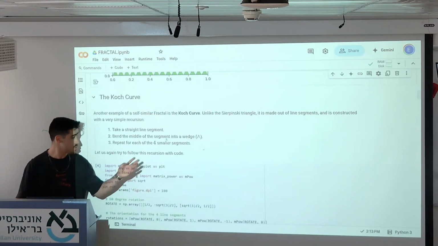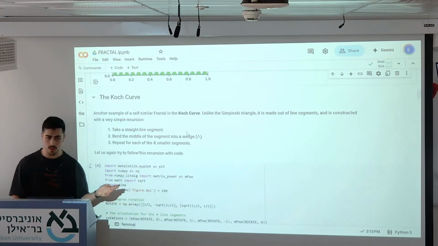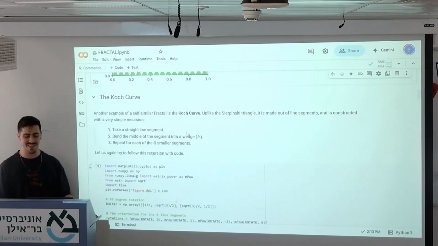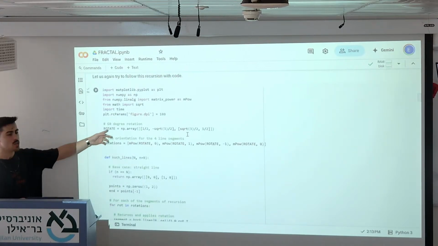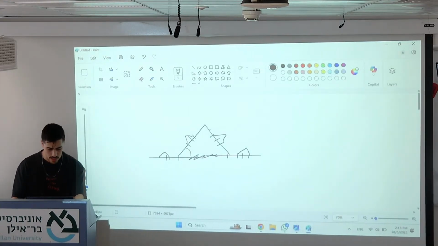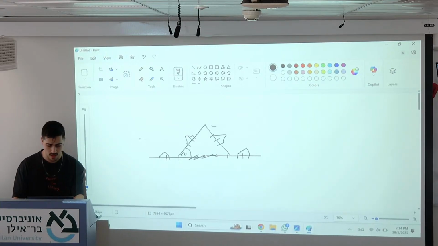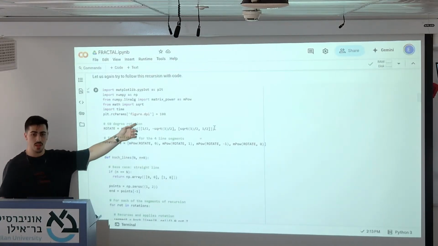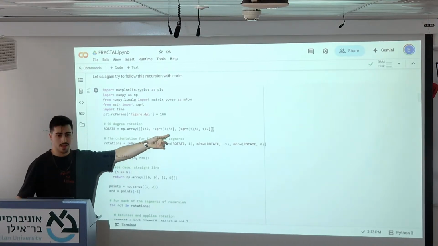So again, 3 simple rules, and we will try to imitate them up to some finite point with code, right? So here, I use a rotation matrix, because this part is rotated by 60 degrees, and this part is rotated technically by negative 60 degrees. So this rotation matrix will really help me. This is a rotation matrix of 60 degrees. You can just substitute theta equals 60, and you will get this.